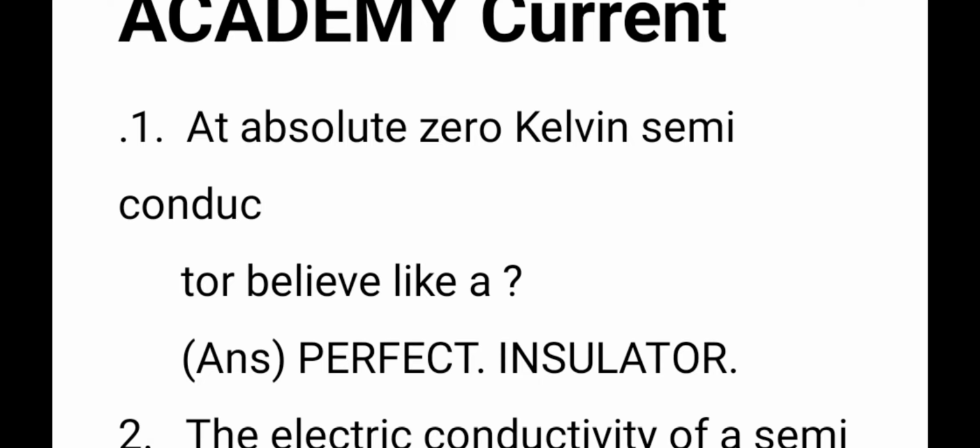Today we will be discussing the most important bits regarding electricity. These important bits, 1 to 14, are coming from electricity: the diodes and P-type and N-type semiconductors. Then we will discuss the 15 to 30 bits, which are coming from previous examination bits, purely previous examination bits from physics.